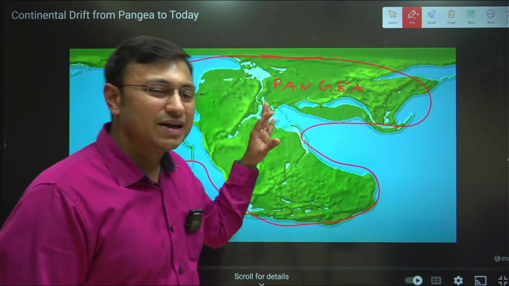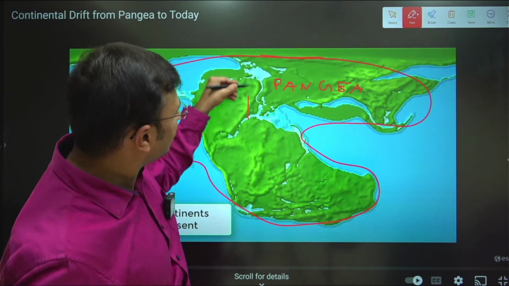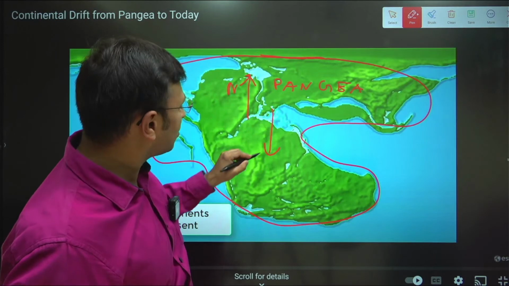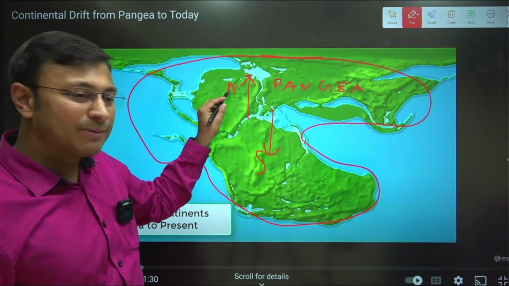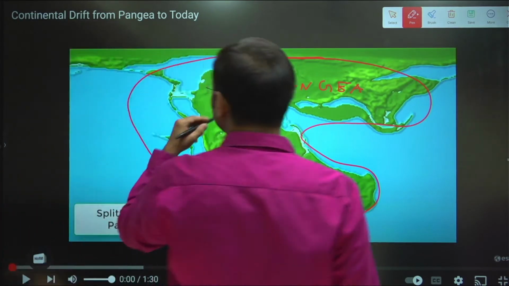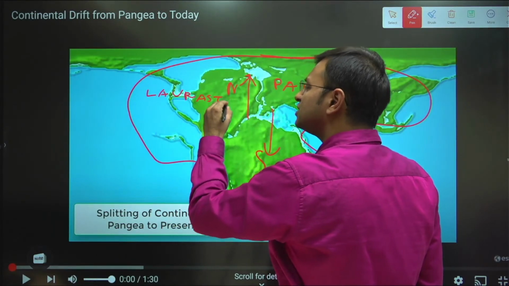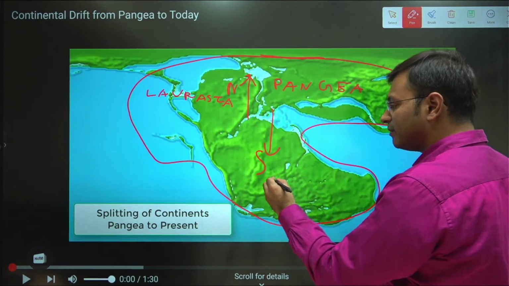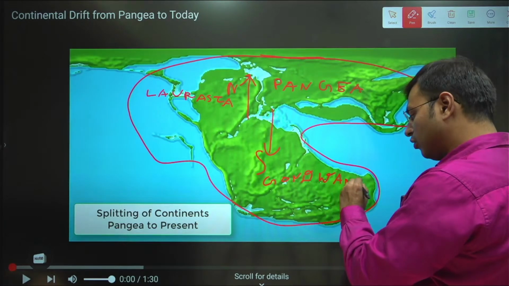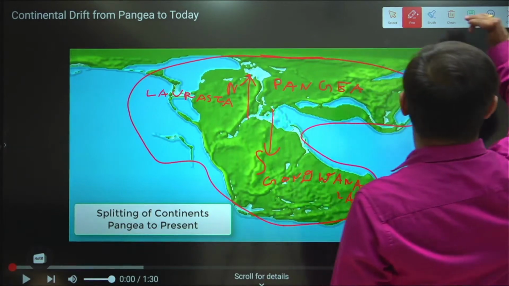Now this continental landmass will start breaking and drifting apart. You will have breaking in the north and breaking in the south. Whatever landmass breaks in the north will be called Laurentia, and anything breaking in the south will be called Gondwana land. Okay, so now let's move ahead. Let's discuss the drifting of the continents.